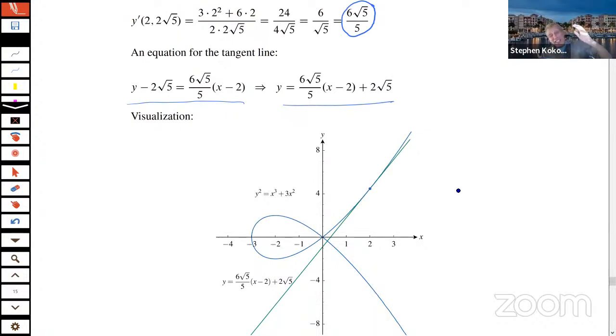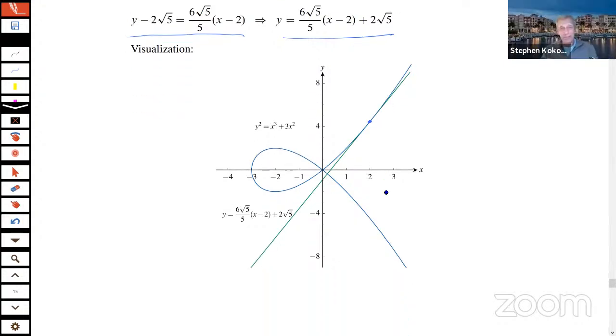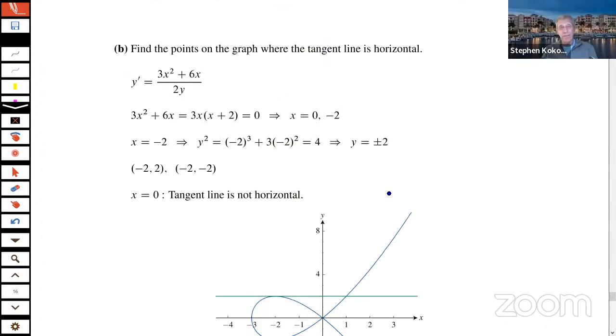This is kind of like the curve we had a minute ago, but kind of flipped a little bit. And the tangent line is up here at 2 square roots of 5. I feel pretty good about that. I think we found the right answer. But there's more here.